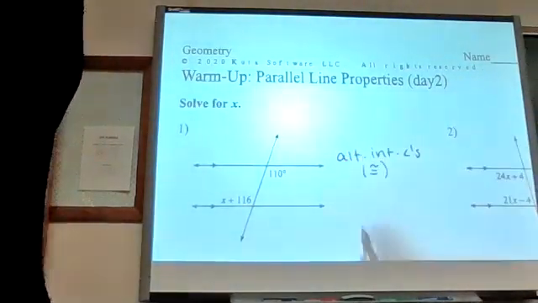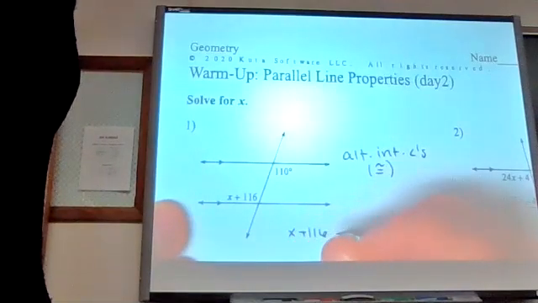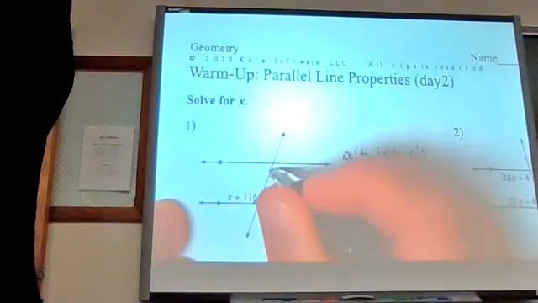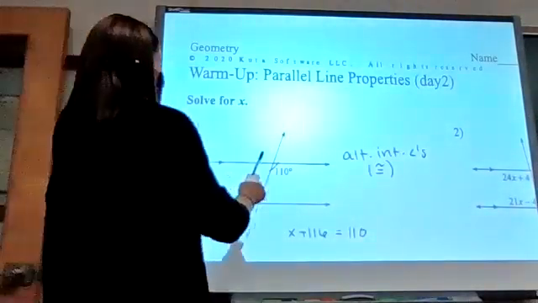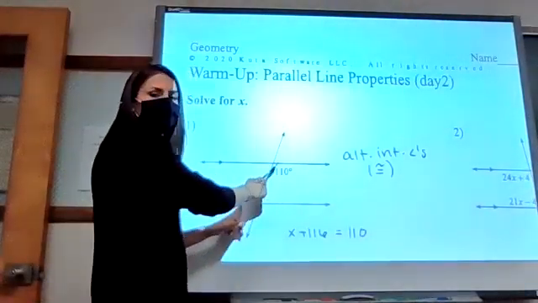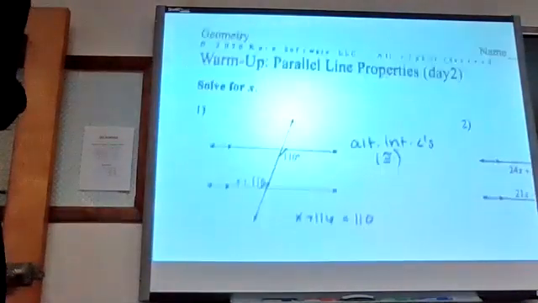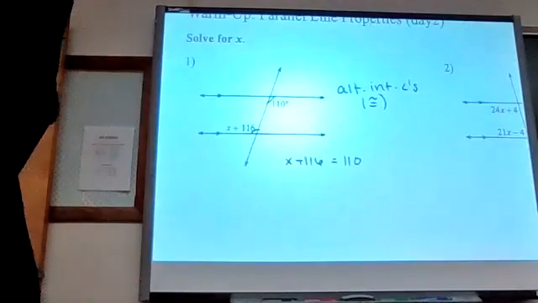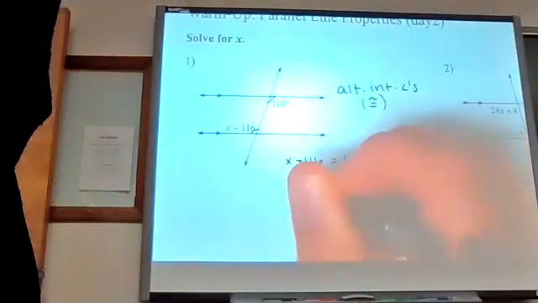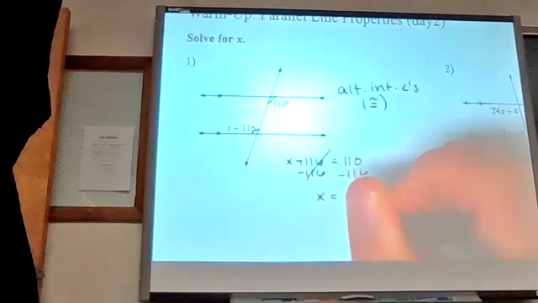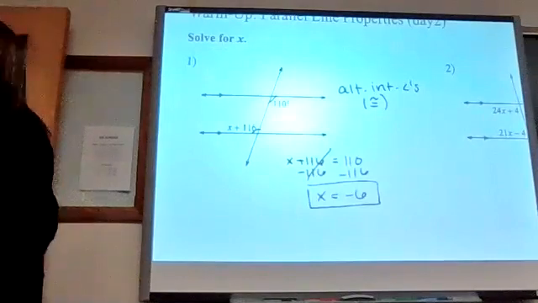Alternate interior angles are congruent, which means that x plus 116 is equivalent to that 110-degree angle on the alternate side, okay? Because they are alternate interior angles, we know that they are congruent, or equal to each other in measure. And all I have to do is subtract the 116 to solve for x, which is -6.